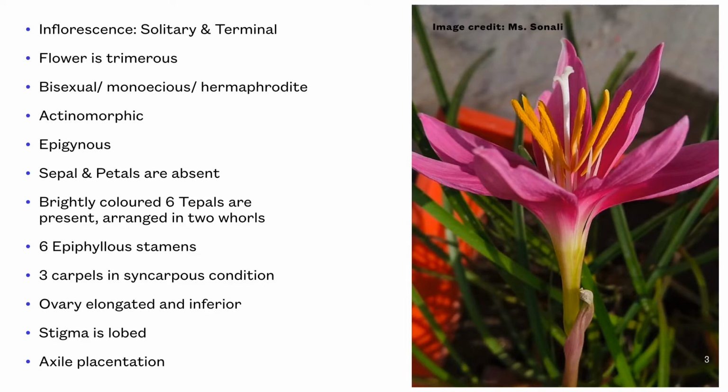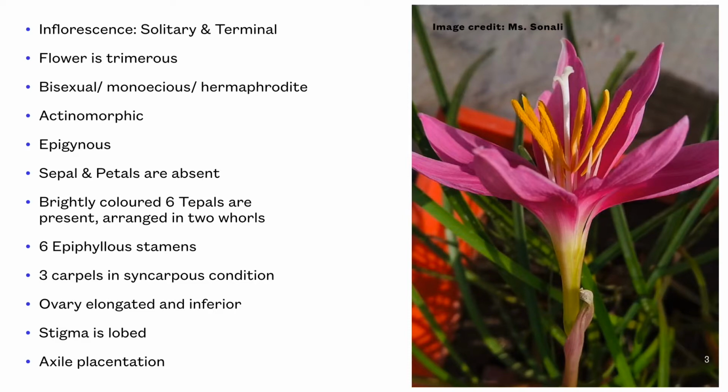It is actinomorphic in symmetry, that is we can cut the flower in equal halves along the radius. It is of epigynous type, which tells about the position of the rest of the floral parts with respect to position of ovary. The ovary is below the level at which all the other floral parts are born.